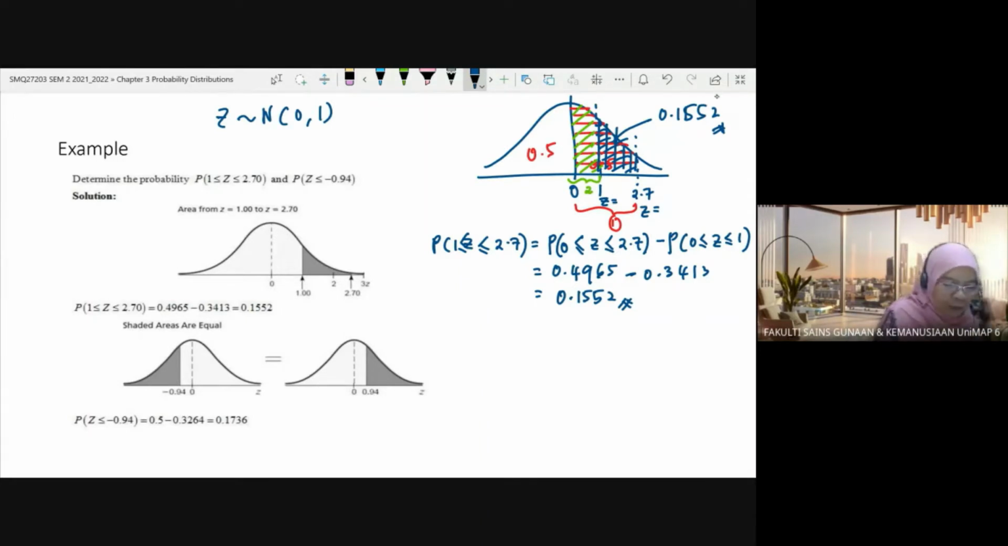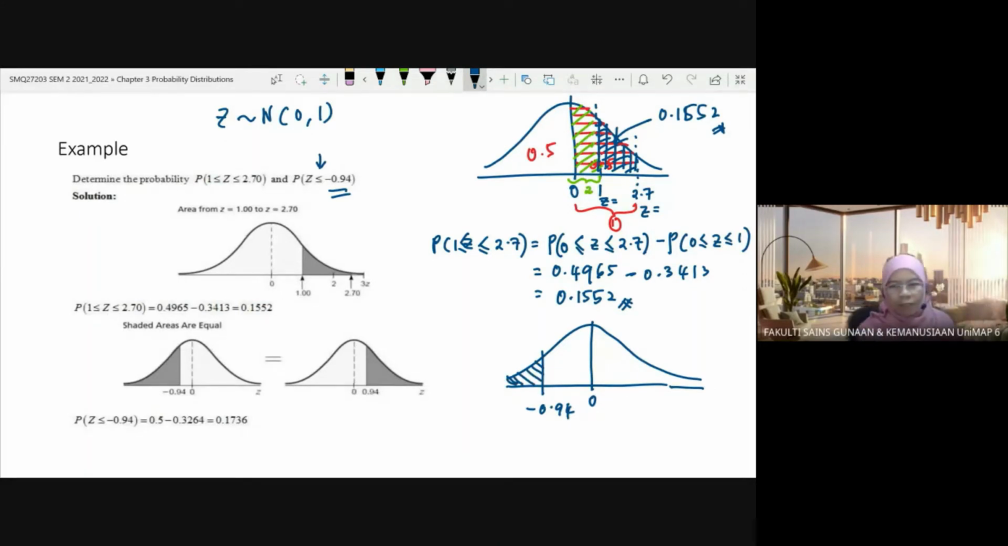The next question is, we know that the standard normal has mean 0, and you need to find where Z is less than a negative value. Let's say this is negative 0.94, and you need to look for the region that is less than. This is the first understanding that you need to have from looking at the question.